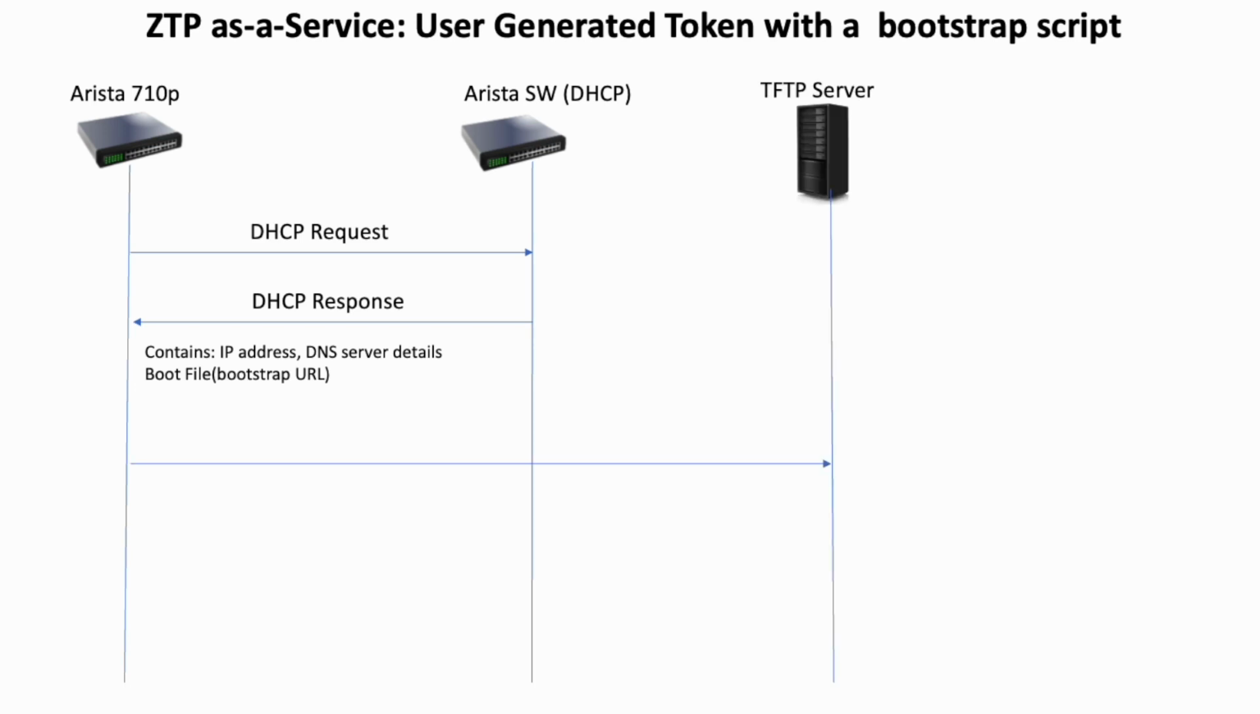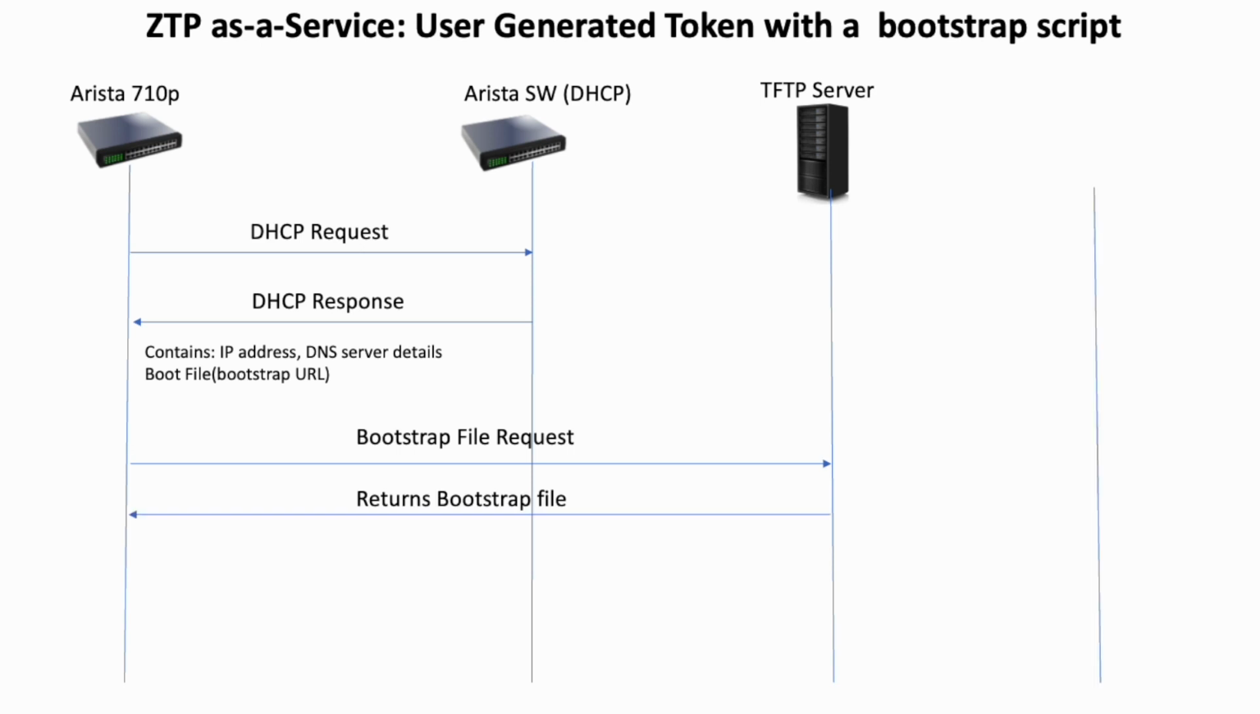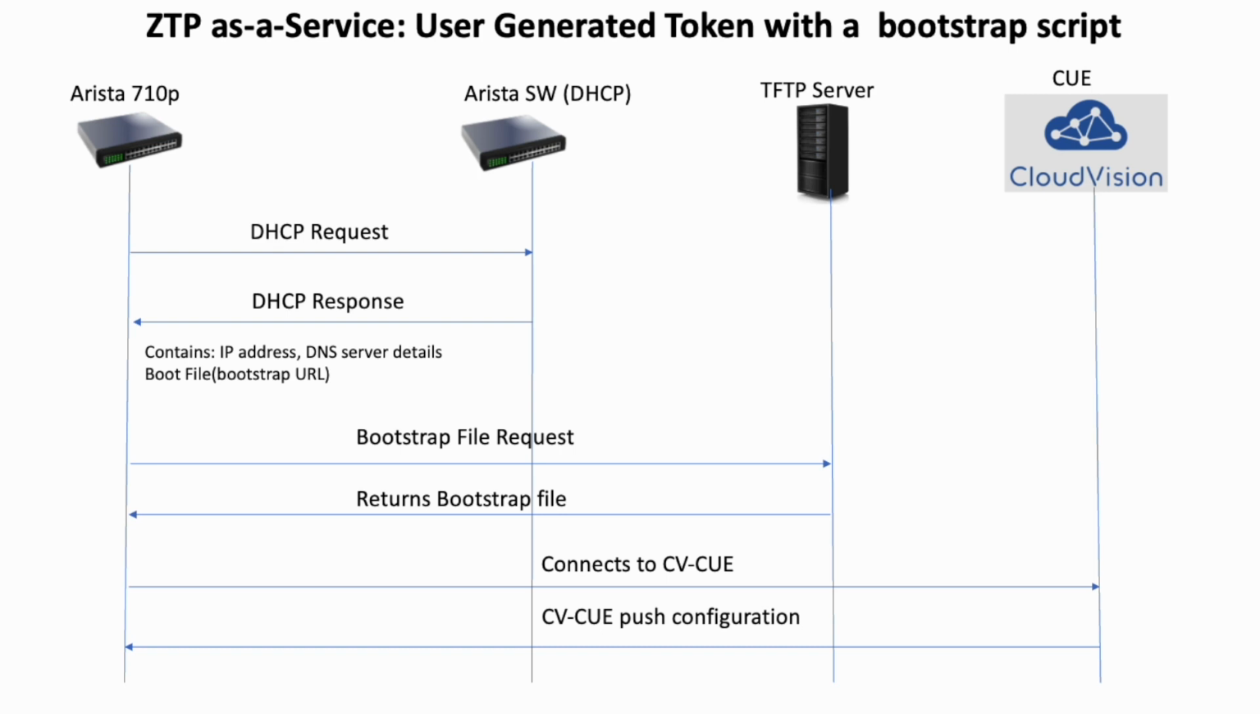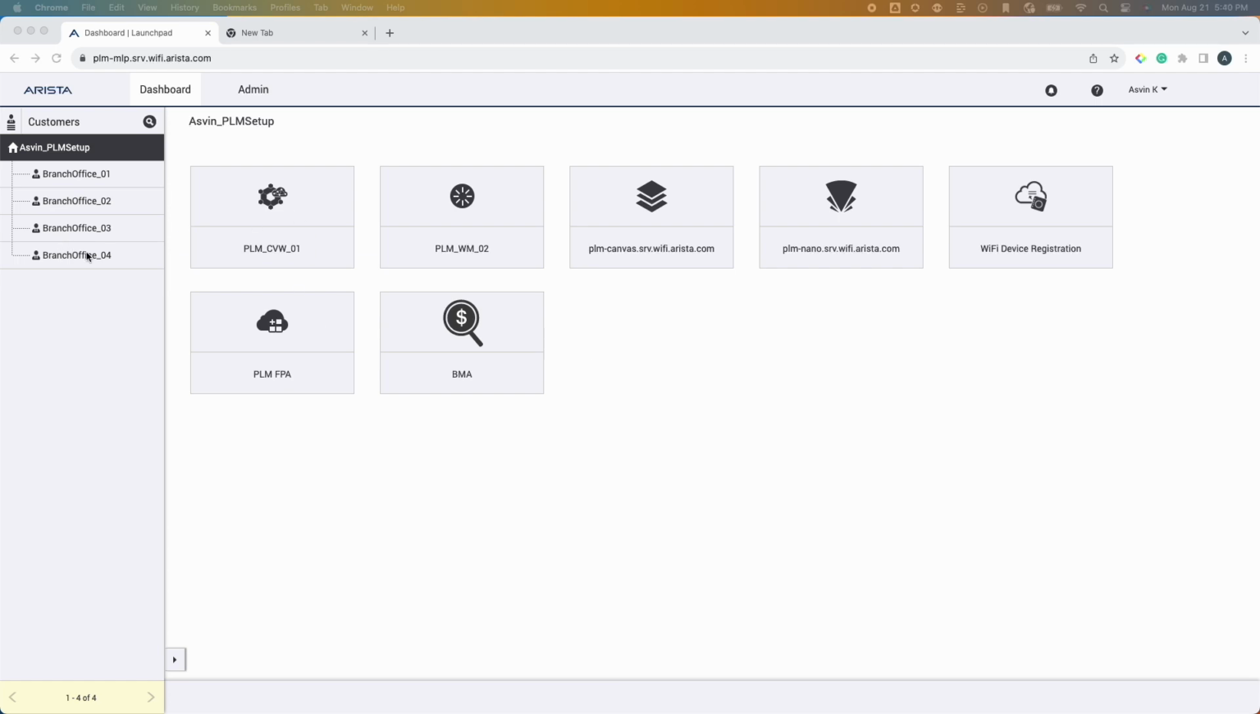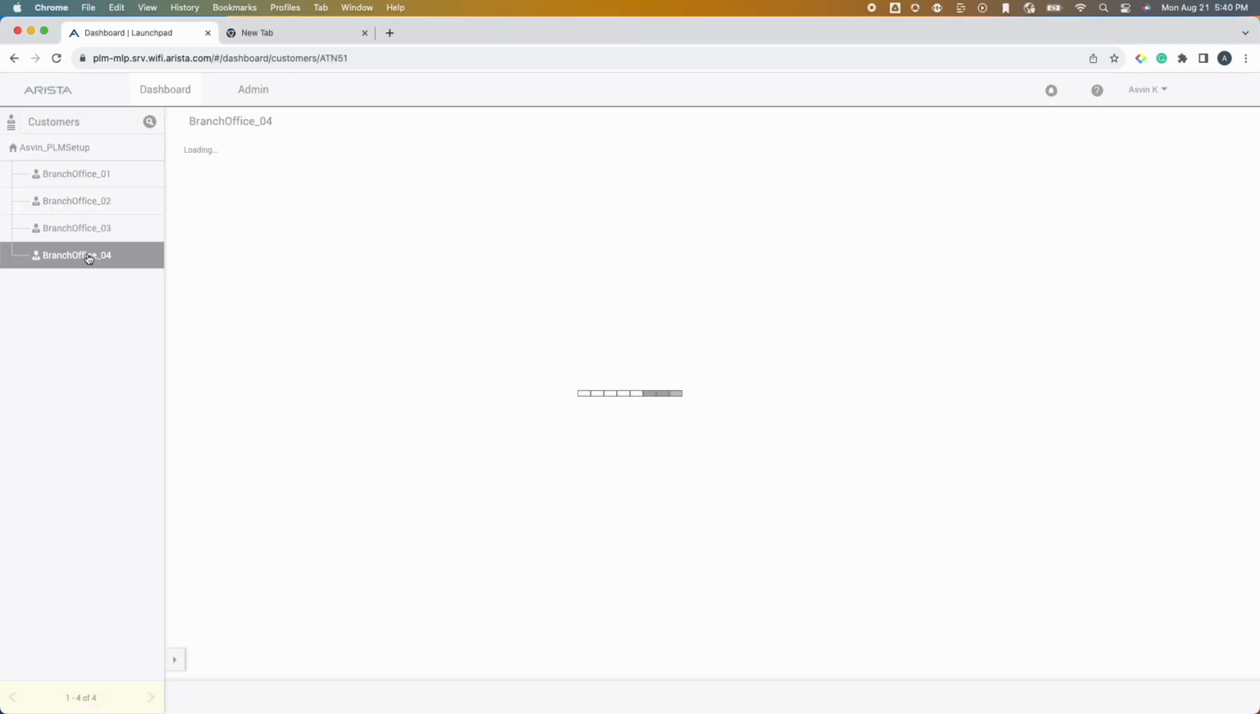Subsequently, the device initiates a request for the bootstrap file, which it receives as a response from the TFTP server. Following this, the switch proceeds to execute the bootstrap script and attempts to establish a connection with CVQ. Once the connection is successful, CVQ would push appropriate configuration to the device. Let's see how to practically onboard our Arista switch in CVQ using ZTP method.